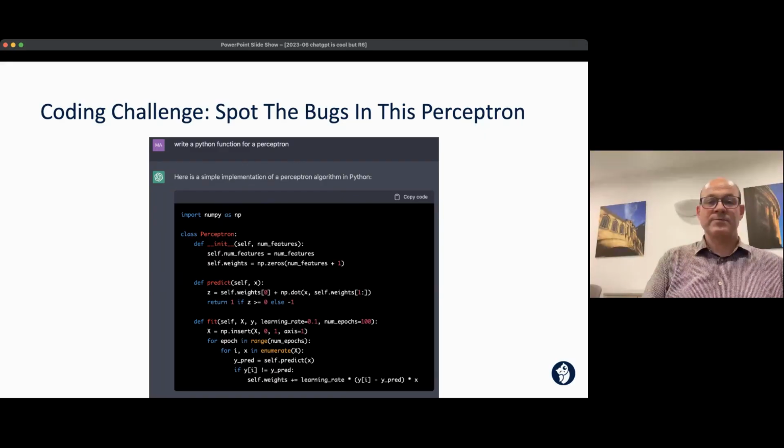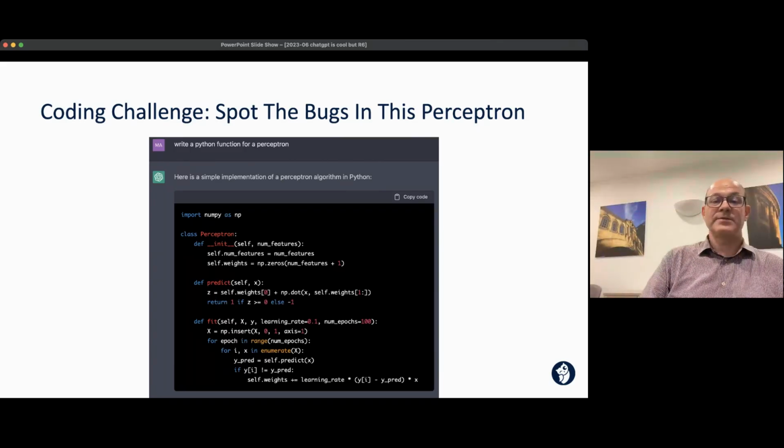The first one is that this perceptron will never learn. And it's quite subtle because it's basically down here. You're multiplying by x in the inner loop of this fit function down here, and x represents the weights. And the weights are set to 0 here in the initializer for this class. So this perceptron will never learn because the weights are always 0.